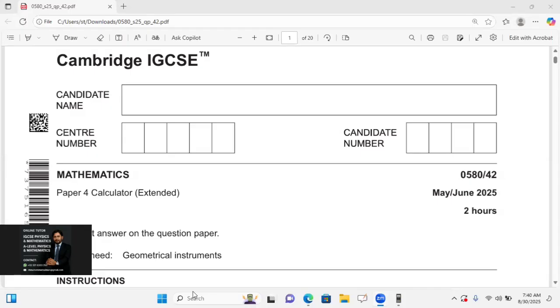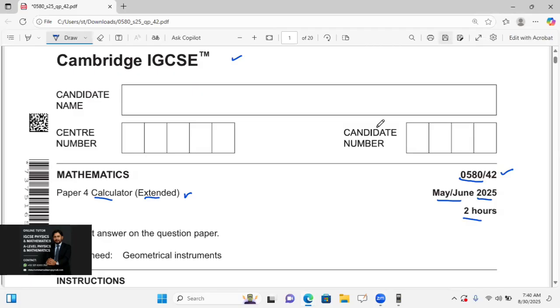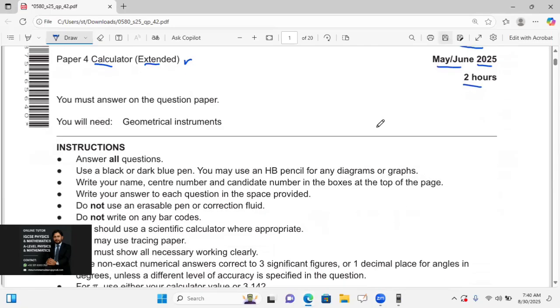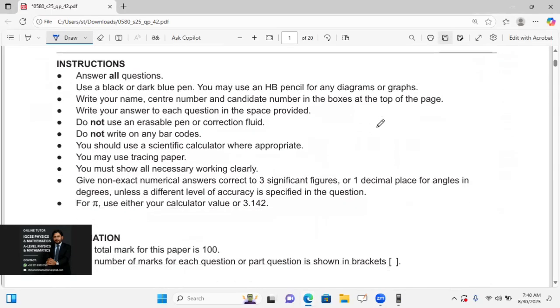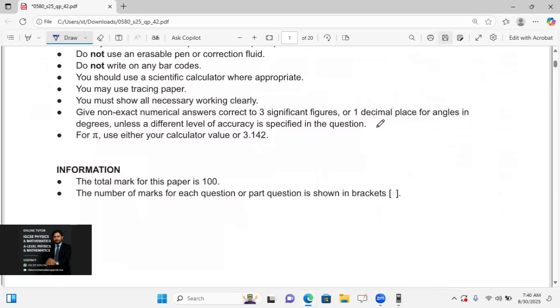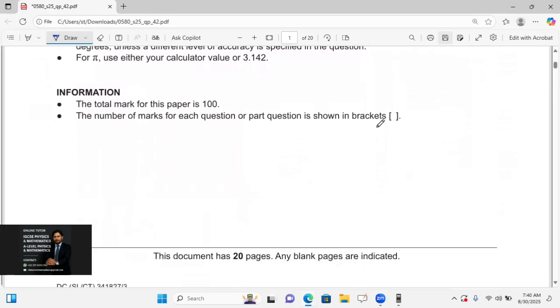Today we are going to start solving this Cambridge IGCSE paper with the paper code 0580, paper 4 variant 2. It is a calculator paper, extended. It is May-June 2025 and 2 hours are required for this paper. Geometrical instruments are allowed and a total of 100 marks are available for this paper.